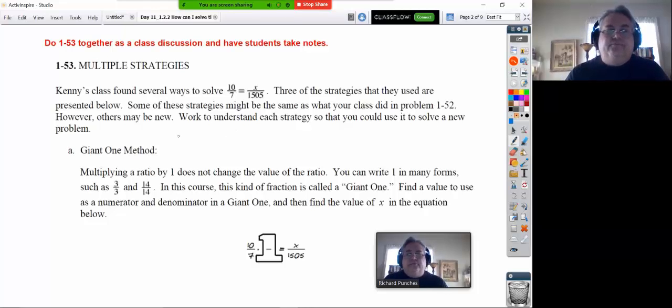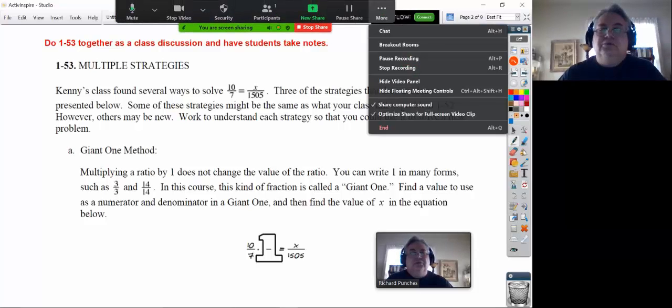So, the giant 1. Multiplying a ratio by 1 does not change the value of the ratio. You can write 1 in many forms, such as 3 over 3 and 14 over 14. In this course, this kind of fraction is called a giant 1. Find a value to use as a numerator and denominator in a giant 1, and then find the value of x in the equation below.